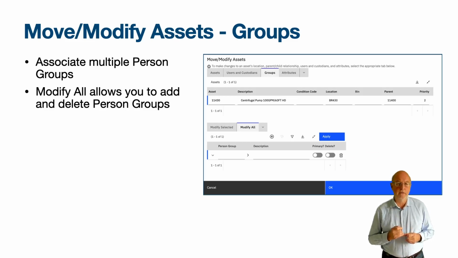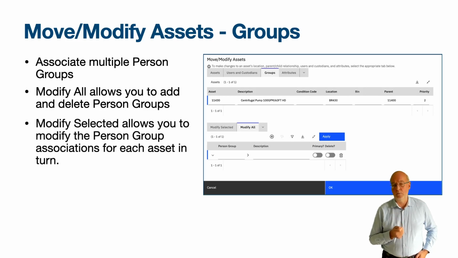Also, if you are going to delete a person group from all the assets, you need to know which person group and then use the select value to select it, and then toggle the delete field rather than using the trash can button. I've pointed this out because it is a different way of working to how you delete records in a table window across the rest of Maximo. The Modify Selected tab would allow you to make modifications to each asset record in turn, adding new person groups, deleting a person group, or changing which one is marked as primary.